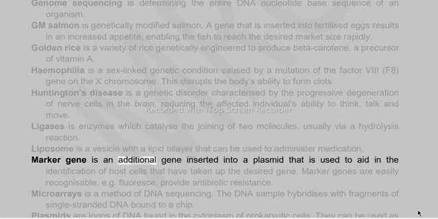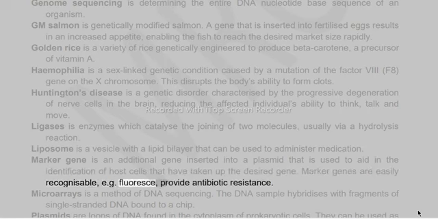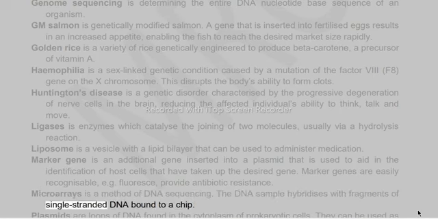Marker gene is an additional gene inserted into a plasmid that is used to aid in the identification of host cells that have taken up the desired gene. Marker genes are easily recognizable, e.g. fluoresce, provide antibiotic resistance. Microarrays is a method of DNA sequencing. The DNA sample hybridizes with fragments of single-stranded DNA bound to a chip.